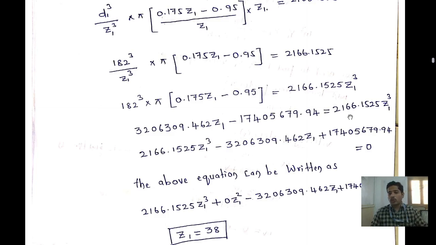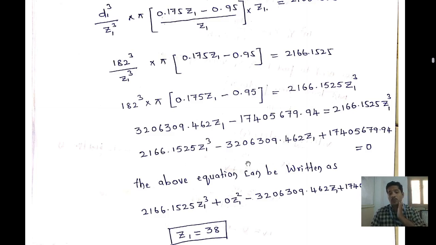After that equal to 2166.1525 z1 whole cube, keep as it is only. So if this whole value is moved toward this side, instead of positive it becomes negative, and instead of negative it becomes positive. So here 2166.1525 z1 whole cube, if it is moved toward here, this positive becomes negative, 3206309.462 z1. Instead of negative, this becomes positive here, plus 174,056.7994 equal to 0. After that we need to solve with the help of calculator.